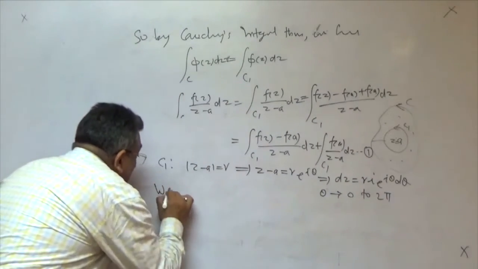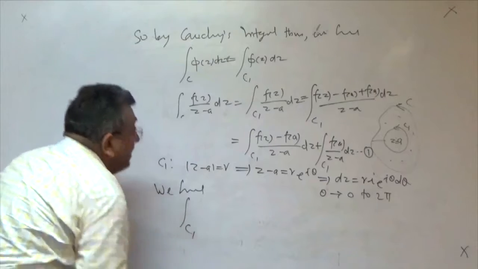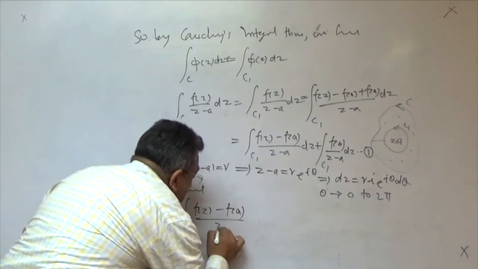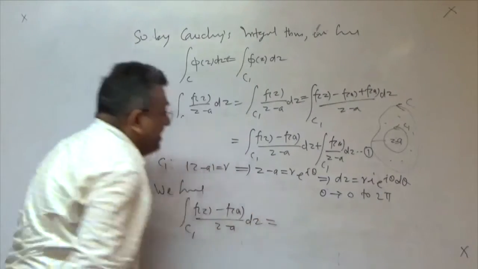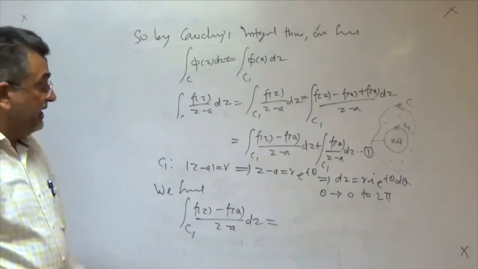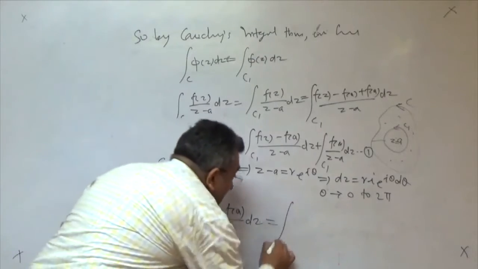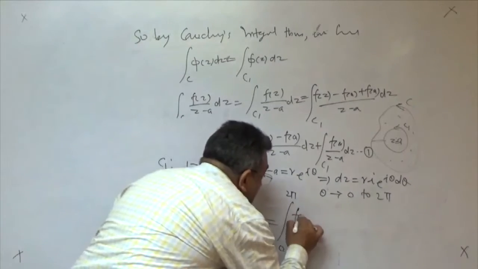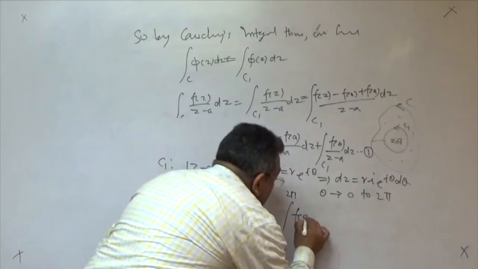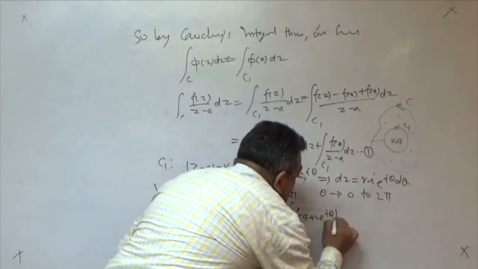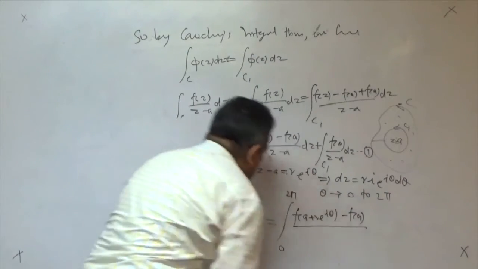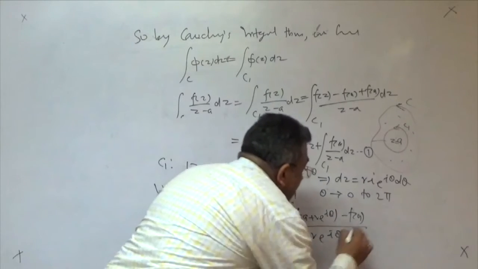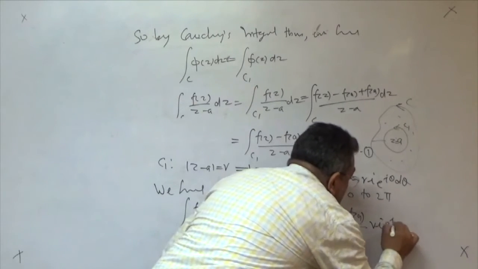And so we have the first integral over C1 of (f(z) minus f(a)) upon (z minus a). Now you can calculate the value of this integral on C1 first. What is the value? This is the integral from 0 to 2 pi. f(z) means put the value of z from here, a plus r e^(i theta), minus f(a), upon z minus a, which is r e^(i theta), and dz is r i e^(i theta) d theta.